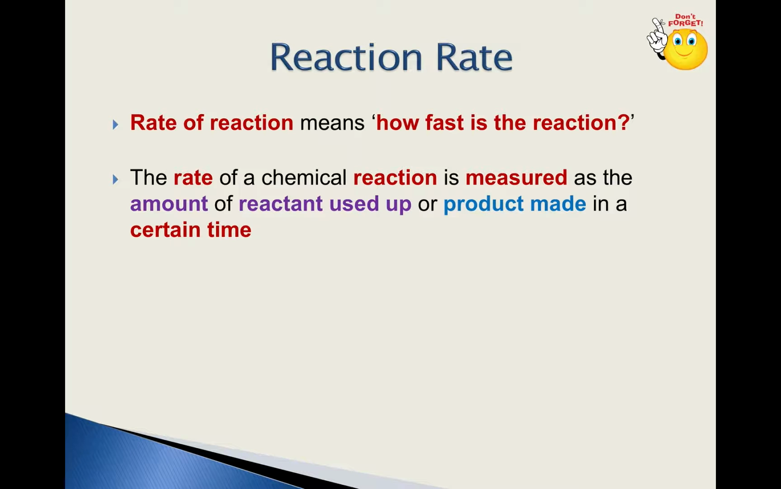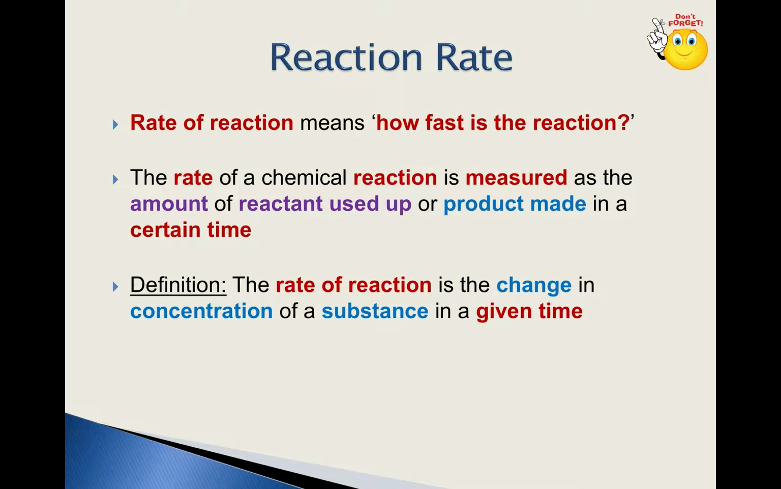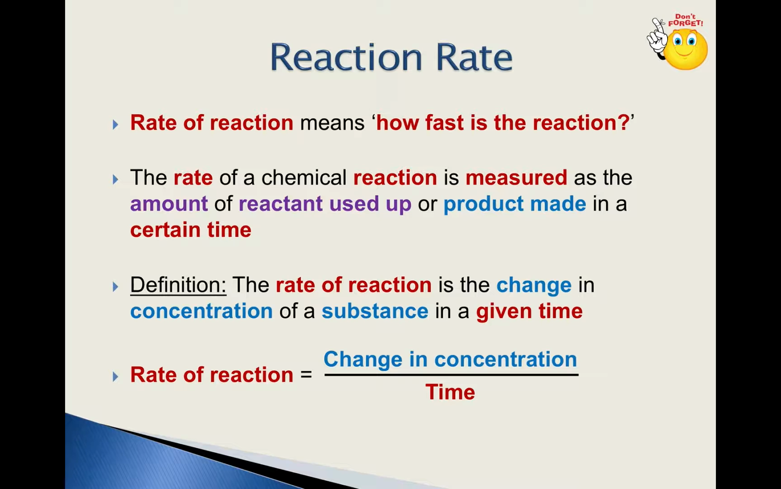The rate of a chemical reaction is measured as the amount of reactant used up or product made in a certain time. And we'll look at this in a bit more detail in a minute. The definition of the rate of reaction is that the rate of reaction is the change in concentration of a substance in a given time.